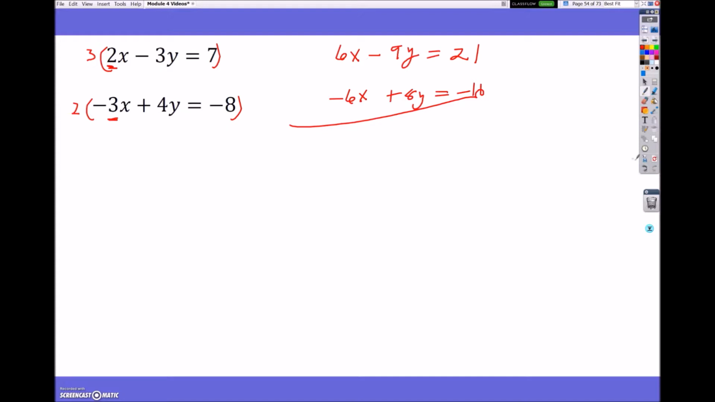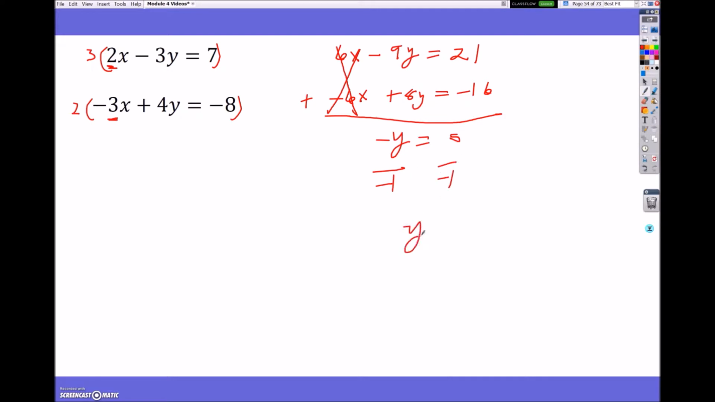Now what I always like to do is add up these equations. So when I add these, my x's are going to cancel, and then I'm going to do negative 9y plus 8y is negative y, is equal to 21 plus negative 16, which is positive 5. And then if I just divide both sides by negative 1, I'm going to get y equals negative 5.